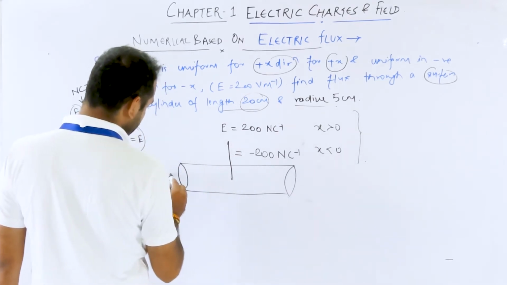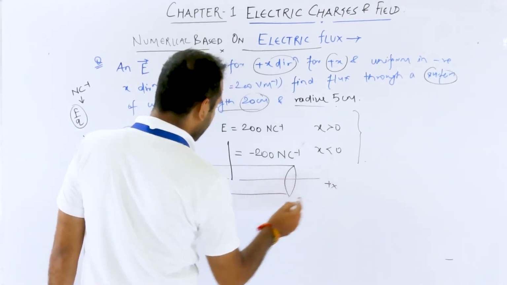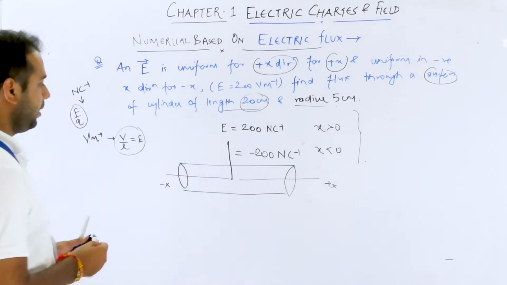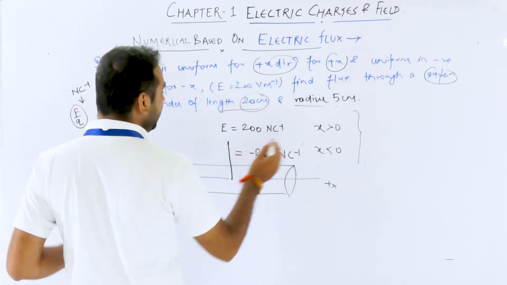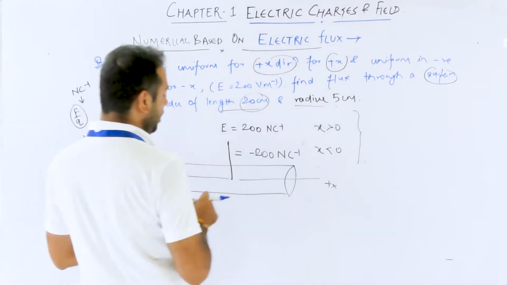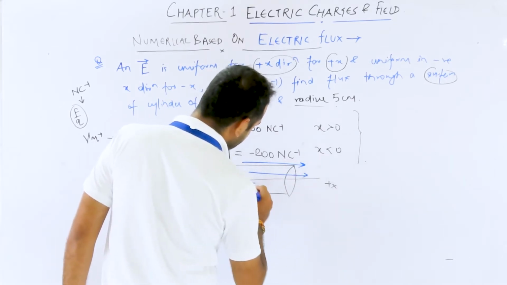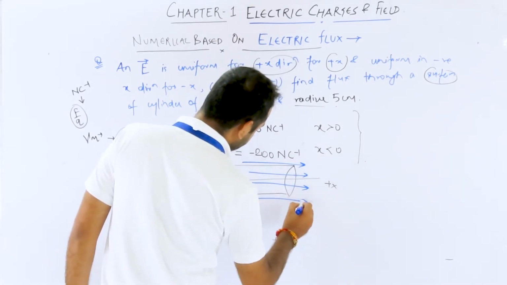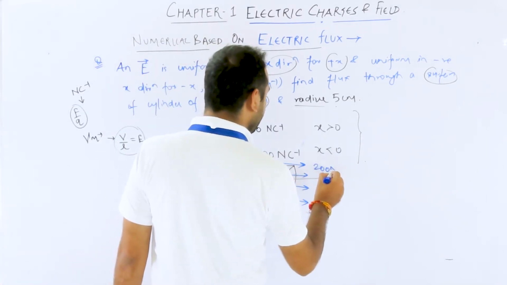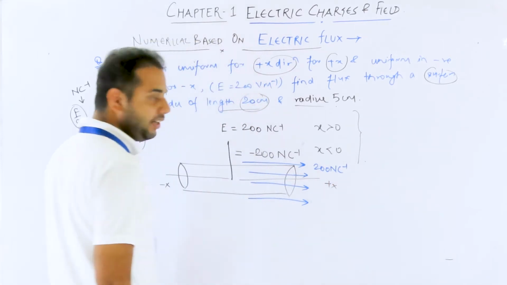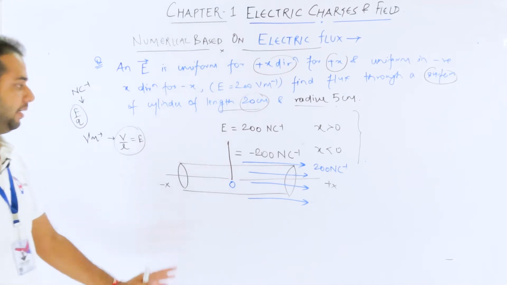This would be my origin. I'm having positive x here. I'm having negative x here. Simple. So guys, it is said in the question that for x greater than 0, you have 200 Newton per Coulomb. So I'm having this electric field of 200 Newton per Coulomb in the positive x direction, for x greater than 0, because this is my origin. Is it clear?